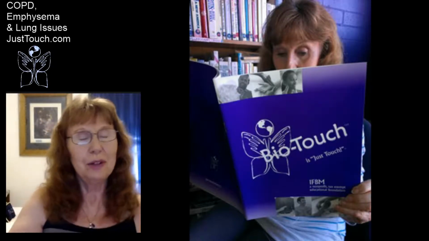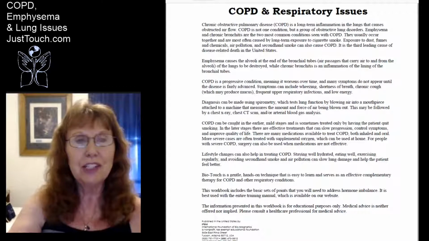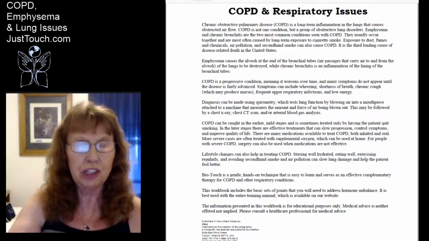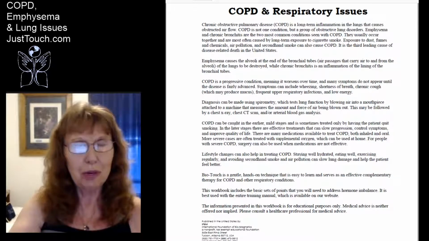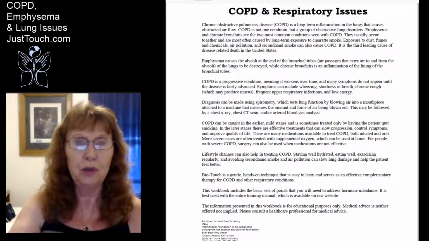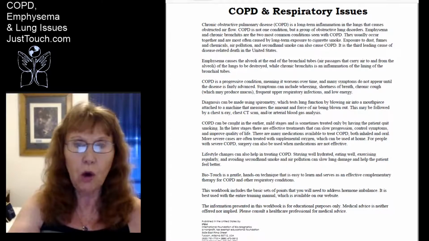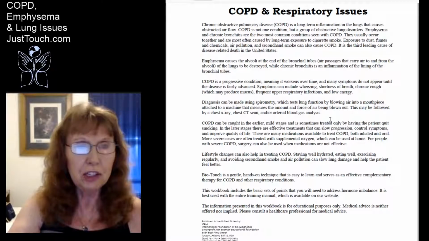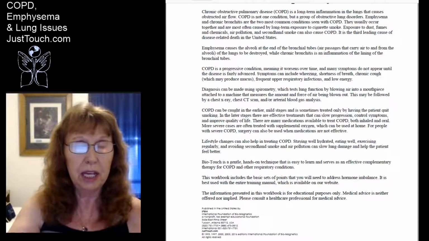Okay, so let's take a look at our workbook. The front cover page is always about the condition, and our scribe, Paula Taylor, always writes a really great overview of our conditions for our workbooks. So this just gives you overall information about the condition. In this case, it's COPD, emphysema. So do take some time to read that because there's a lot of great information on that front page.